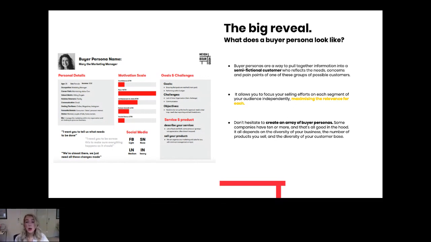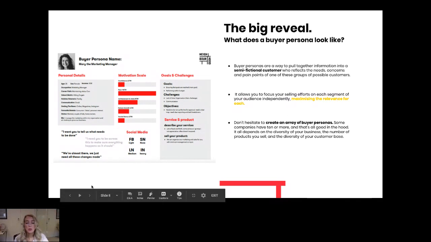Obviously, this is just one of about 5 that we have. You can have as many as you like, really, keep it quite minimal, but it all just depends on the diversity of your business, the number of products you sell, and obviously the diversity of your customer base. You know, everyone's different, everyone has different needs and wants.